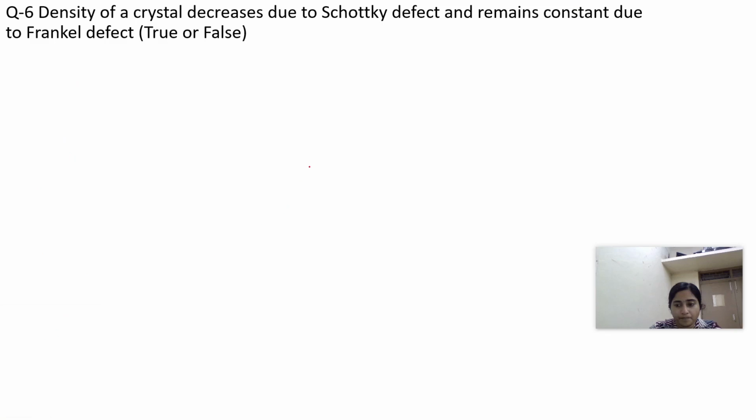How does the density of a crystal decrease due to the Schottky defect and remain constant due to the Frenkel defect? The density of a crystal structure decreases due to the Schottky defect. So you should know what the Schottky defect is and what the Frenkel defect is, then you can understand the answer.